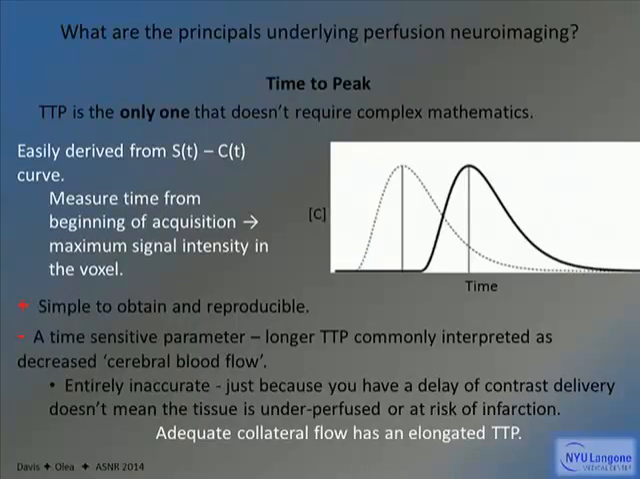The problem is that this is a time-sensitive parameter. A longer time to peak was commonly interpreted as decreased blood flow. But that's not true. Just because blood flow to tissue is delayed does not mean that it is inadequate. It just takes longer to get there. Perfectly adequate collateral flow in the brain has a longer time to peak.